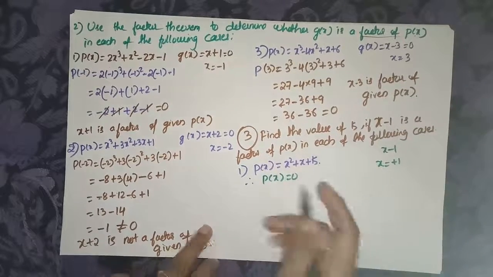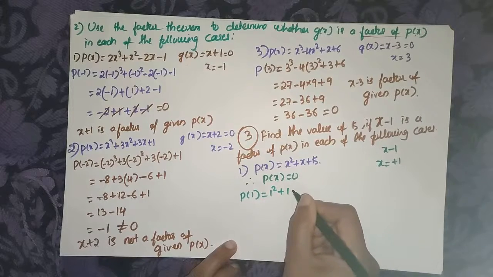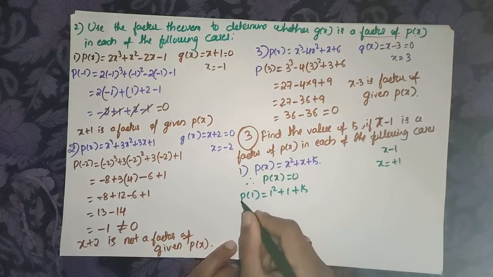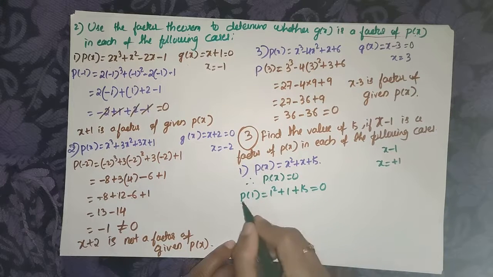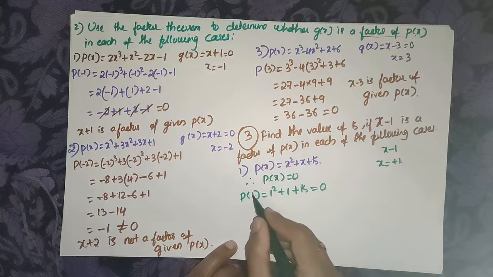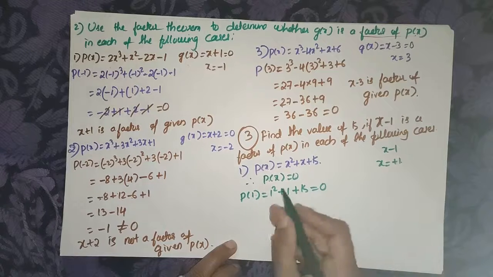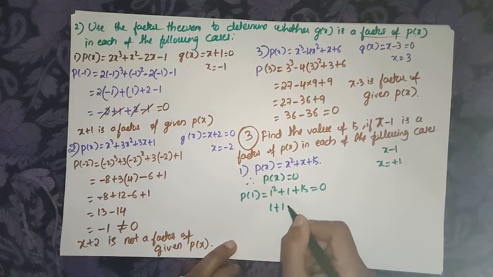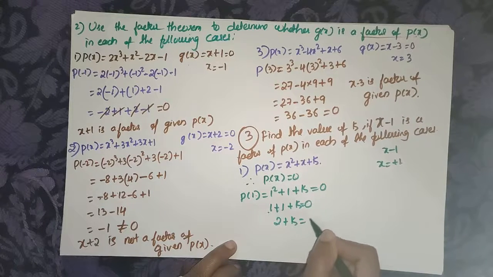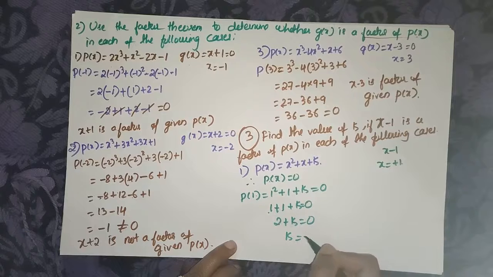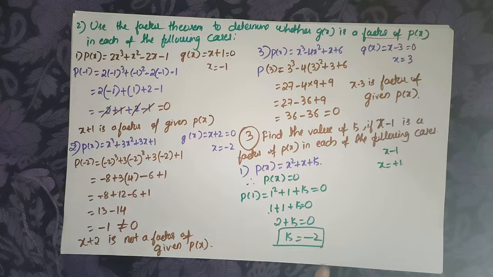So p of 1 equals 1 square plus 1 plus k. We know p of x equals 0, and p of x is nothing but p of 1, since x is 1 here. P of x equals 0 means the remainder is 0. So then 1 square is 1, plus 1 is 2, plus k equals 0. Here k equals minus 2, because plus 2 becomes minus 2. This is the value of k. K is minus 2 in the first case.